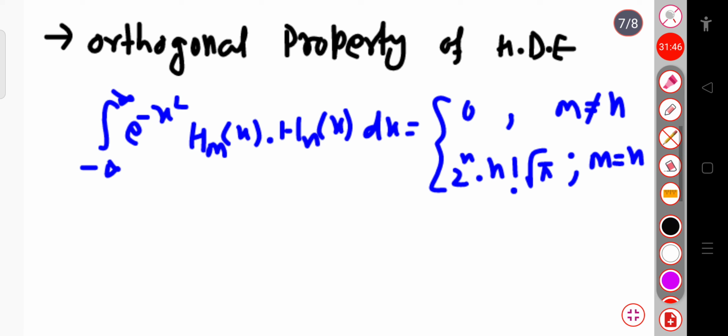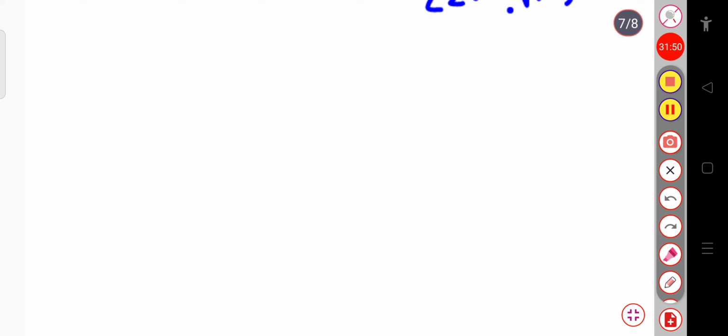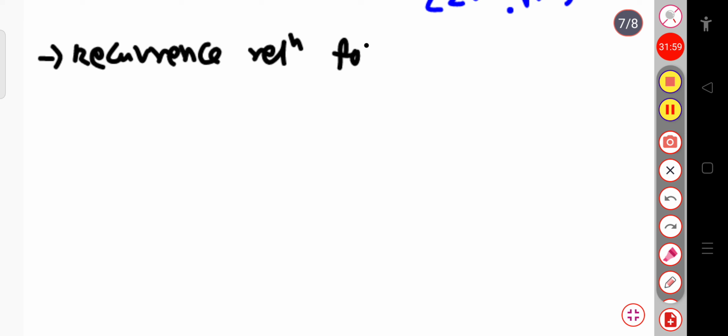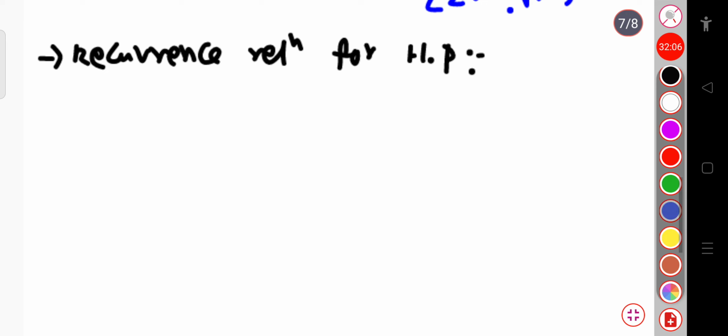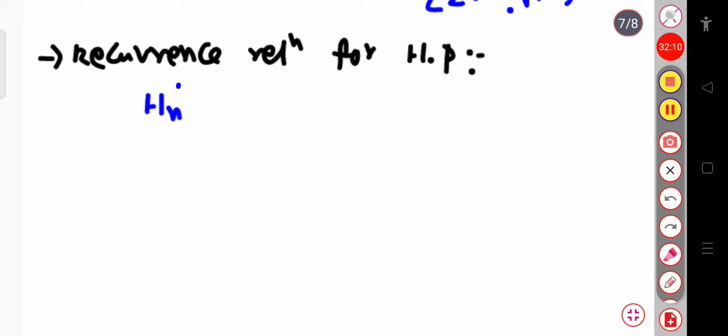Now we will see some recurrence relations for the Hermite polynomial. For the Hermite polynomial we can write the recurrence relations are, so first of all let me write Hn prime of x, that is the first order derivative of the Hermite polynomial, that is equal to 2n Hn minus 1 of x. Okay.